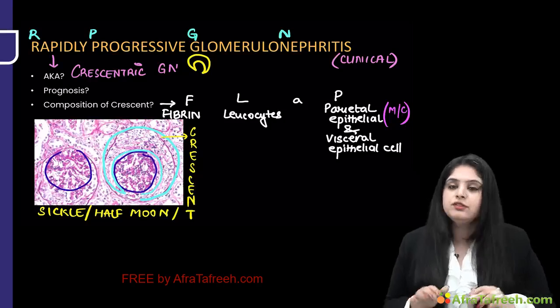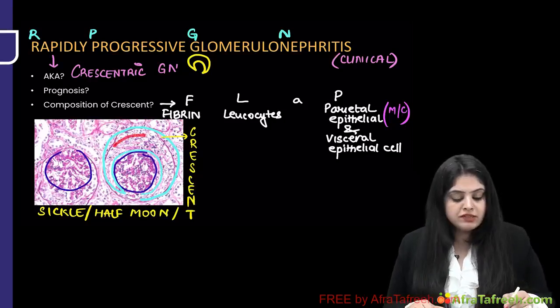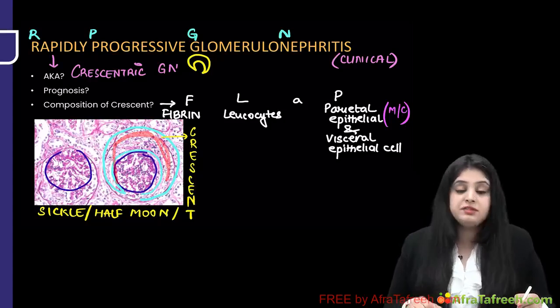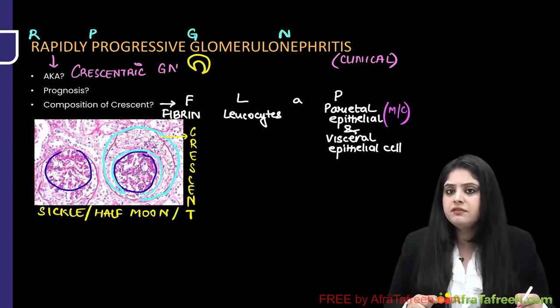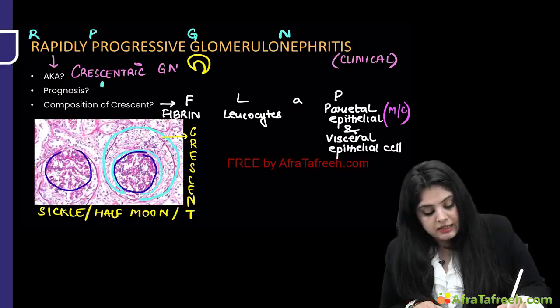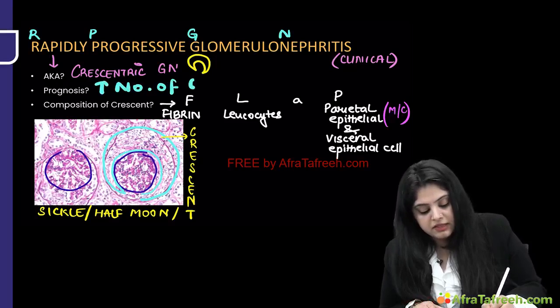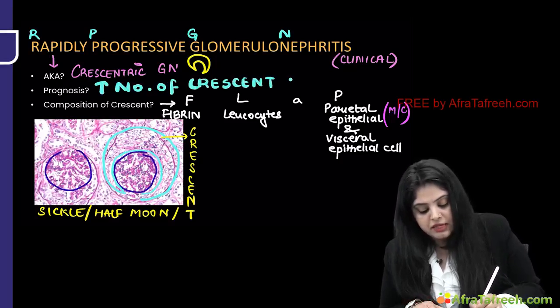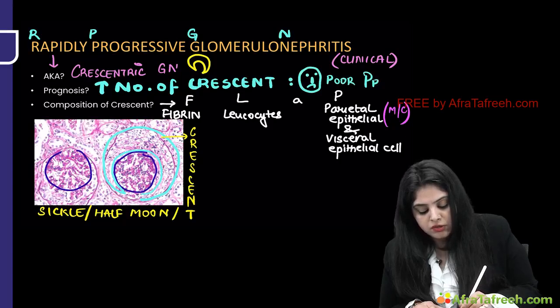Having said that, this is all pathology. You say you are seeing one crescent, I say no, I am seeing 5 crescents. Is that going to make any difference for the patient? Yes. Please remember that an increase in the number of crescents means the patient is going to have a poor prognosis. It is very, very bad for the patient. It is going to be a poor prognostic category.